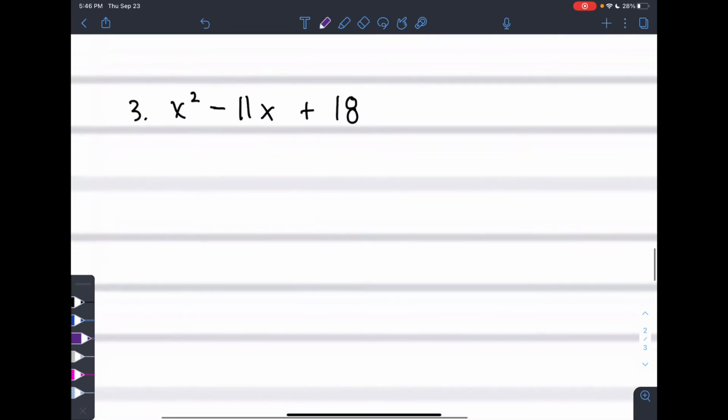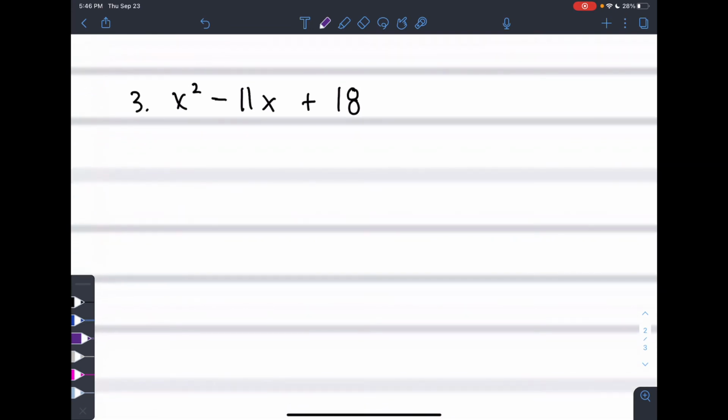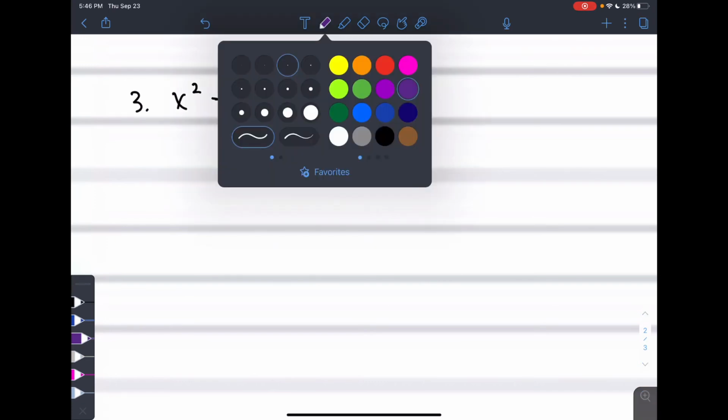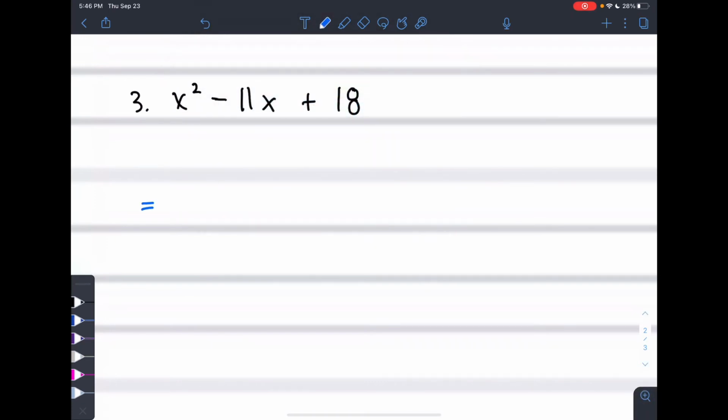Okay. I want you guys to try this one out. Pause and try it. Include your answer on the prompt. And what do you get? Okay, I'm going to continue with this solution here. This one should be x and x. This time it's a minus and a minus. 9 and 2. Okay. So double checking the work here.